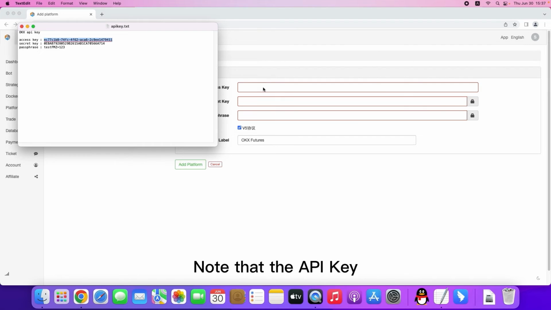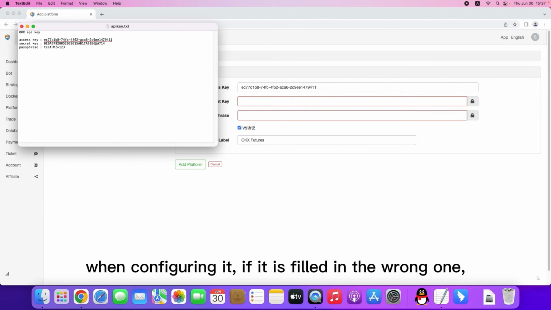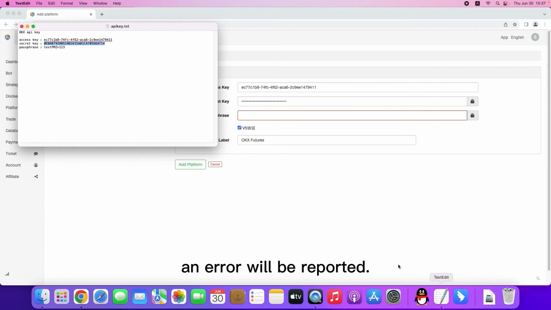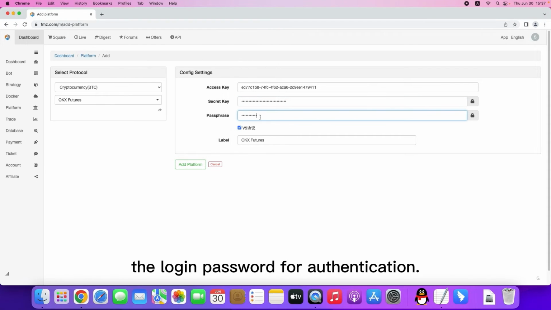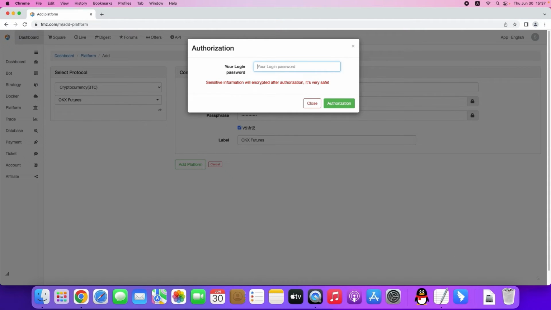Note that the API key must not be filled in wrong. When configuring it, if it is filled in wrong, an error will be reported. Click the Add Platform button and enter the login password for authentication. The API key we configure is encrypted locally in the browser, and then configured and uploaded.